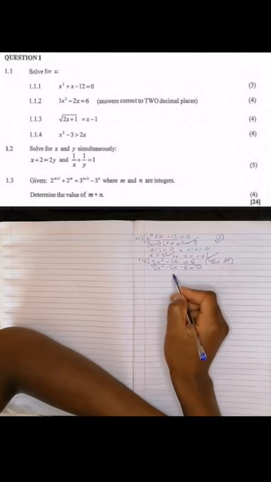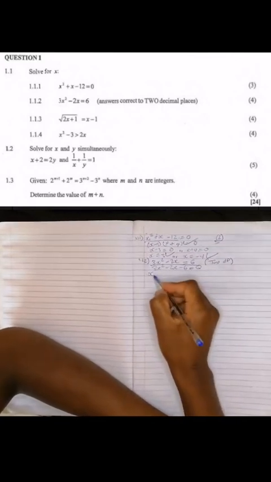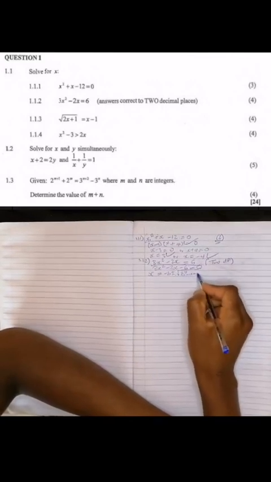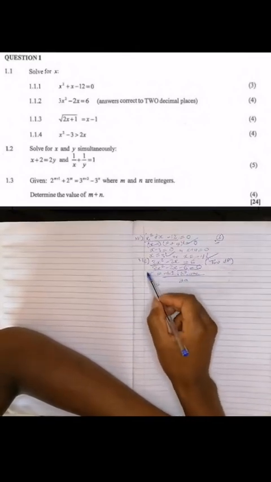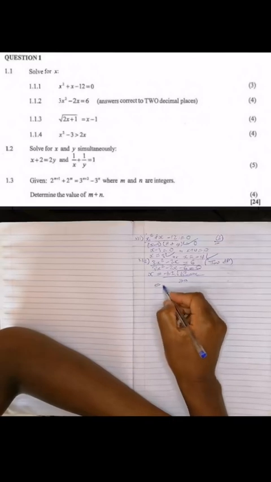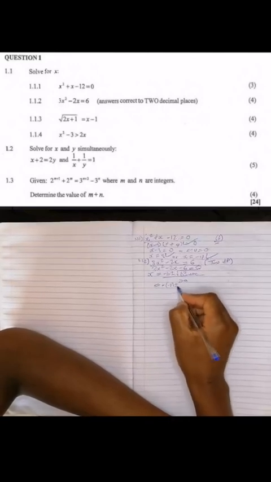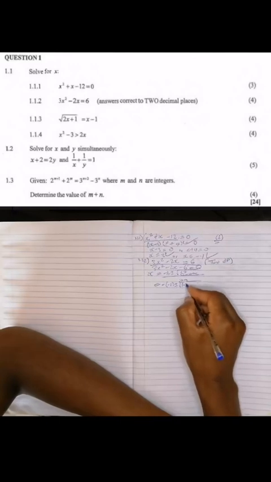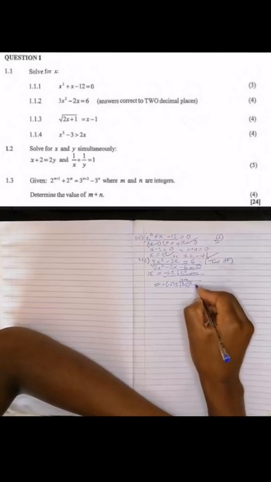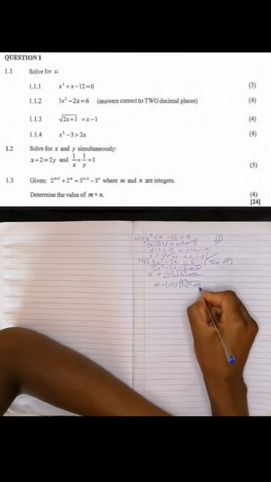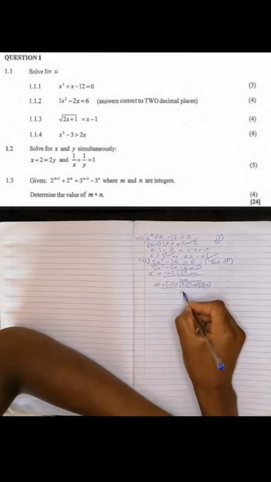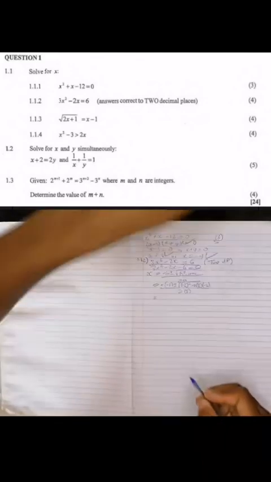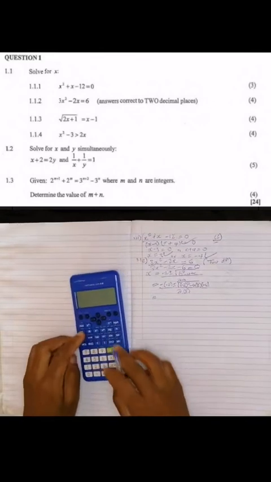Now you write your formula down, the quadratic formula. X is equal to minus b plus or minus the square root of b squared minus 4ac over 2a. It's equal to, you substitute your values, which is negative into negative 2 plus or minus square root of negative 2 all squared minus 4 into 3 into negative 6 over 2 into 3. And then you use your calculator to find the values of x.